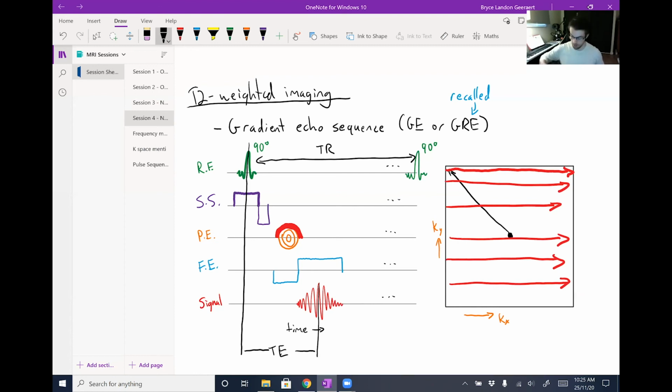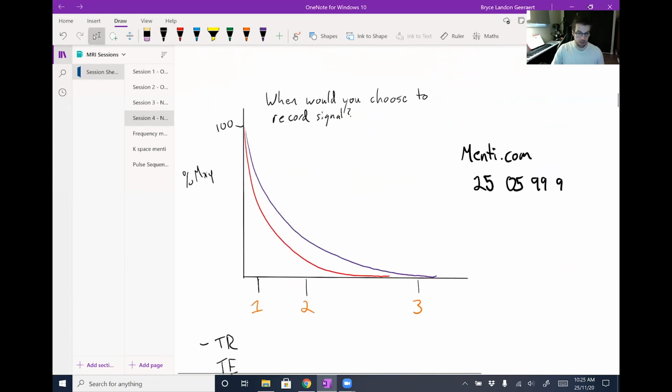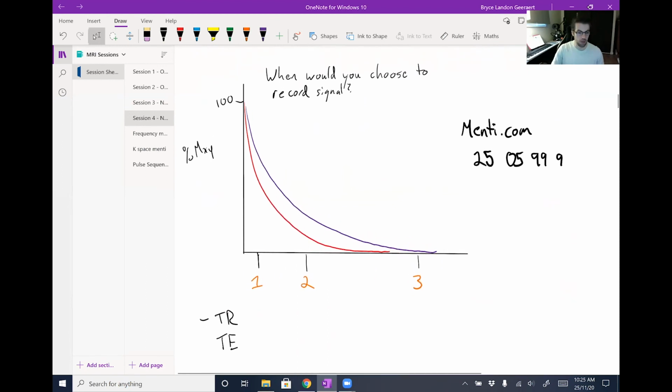Hopefully that helps. It's very important for both the T1 imaging technique we're going to be talking about and diffusion tensor imaging or diffusion weighted imaging, which we'll talk about later as well. But for now, I want to go back to talking about T2 weighting.